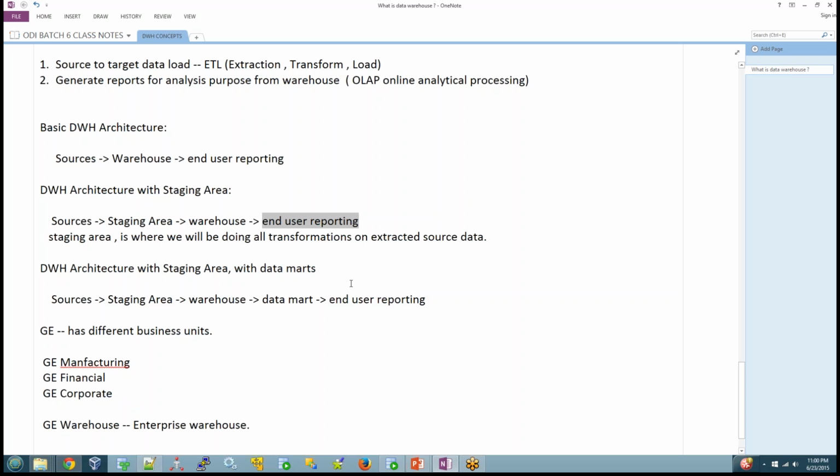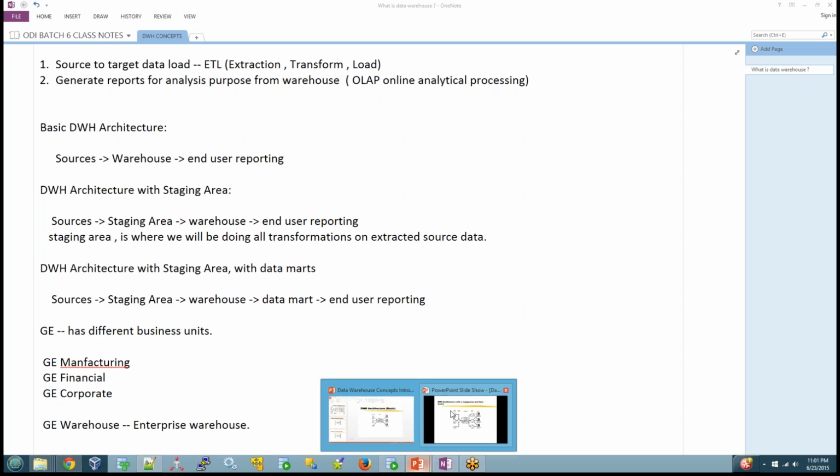Do you really want a user to generate reports this way? Say a manager in the manufacturing unit wants to generate a report from the warehouse, and a manager from financial and a corporate manager also want to generate reports from the GE warehouse. Because the GE warehouse contains the complete enterprise information, the manufacturing manager is also able to see the data from financial and corporate. The financial unit can see the data from manufacturing or corporate. Corporate users can see the data from manufacturing and financial. Do you really want users to see data belonging to other business units? No. That's why they create a different structure for each business unit.